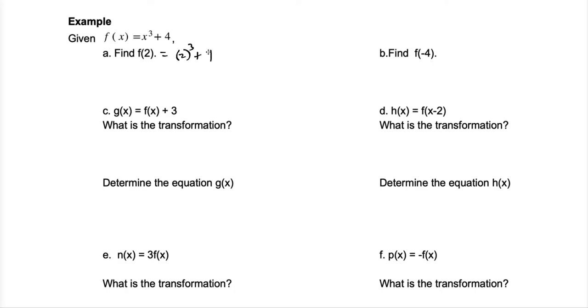Okay, good. So it's not a bad idea to just put whatever you're replacing in parentheses. That's a good idea. It'll help you a lot more when you do negatives. So 2 cubed is 8. So your answer is 12. Okay, I'm going to skip B because it's the same thing, just a negative number.